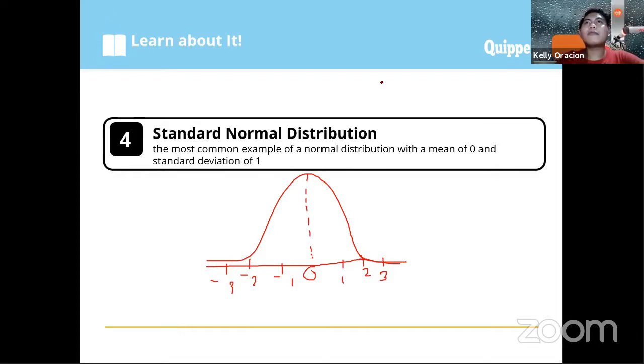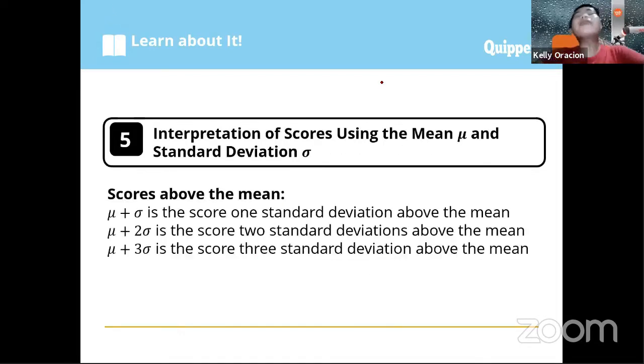Next, we have the interpretation of scores using the mean and the standard deviation. Take note, this is the mean and the standard deviation of our normal distribution. Scores above the mean. When we say above the mean, that's positive, that's plus.